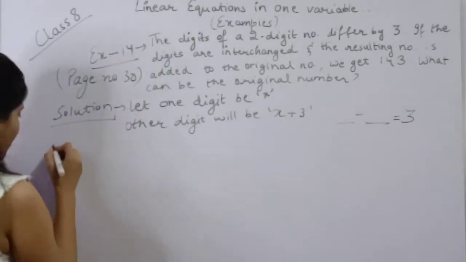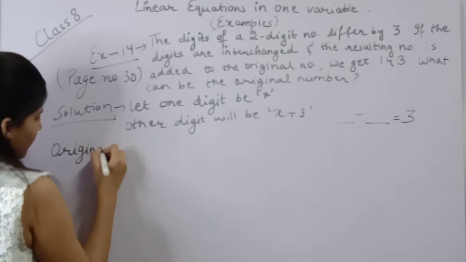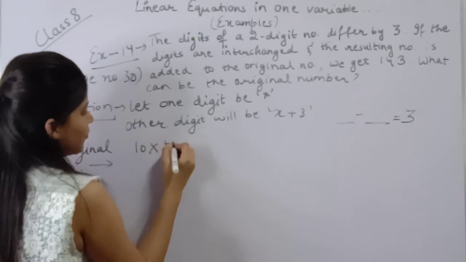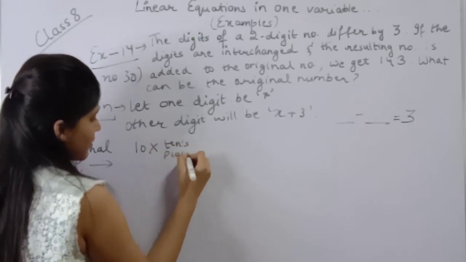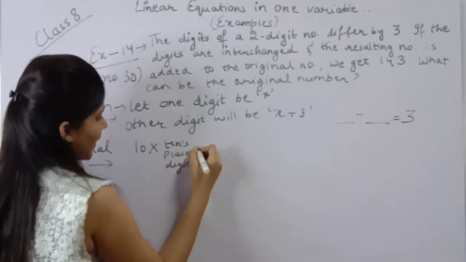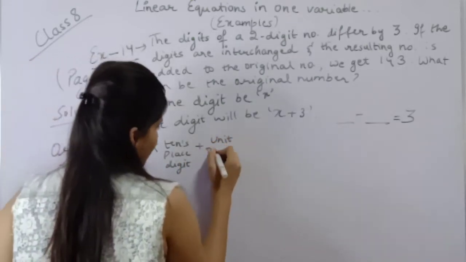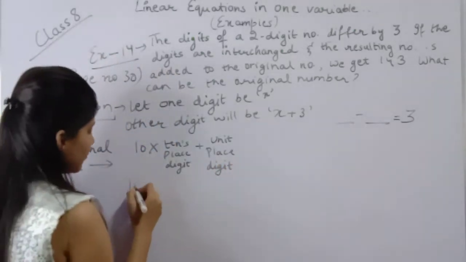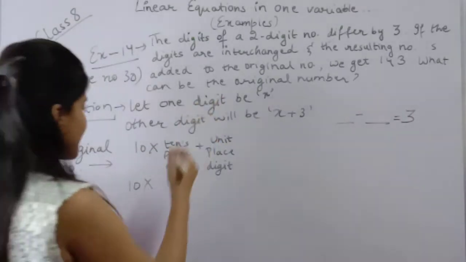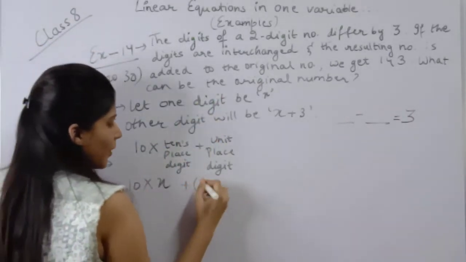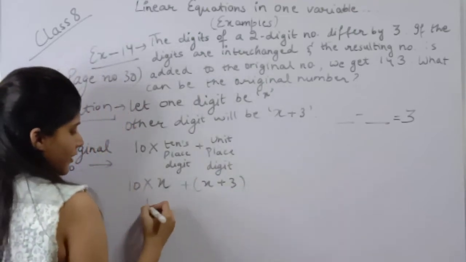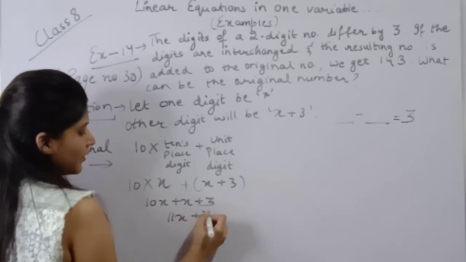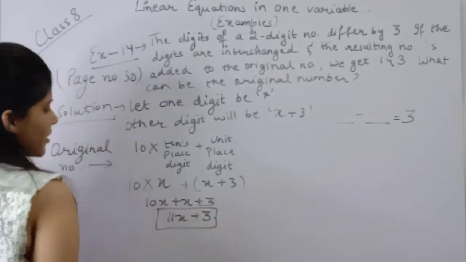Now one digit is x, the other digit is x plus 3. So what will the original number be? We know the format: 10 into the tens place digit plus the unit place digit. We can take either digit at the tens place. Let's take x. 10 into x plus x plus 3. So this will be 10x plus x plus 3. 10x plus x is 11x plus 3. So this is our original number.